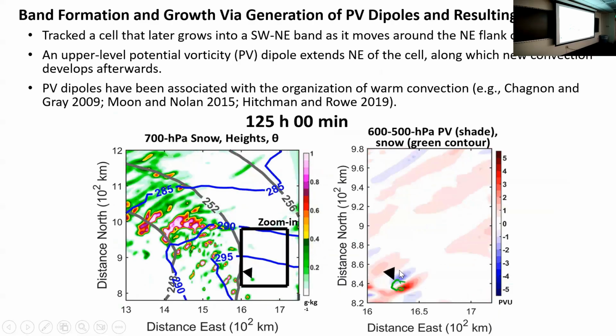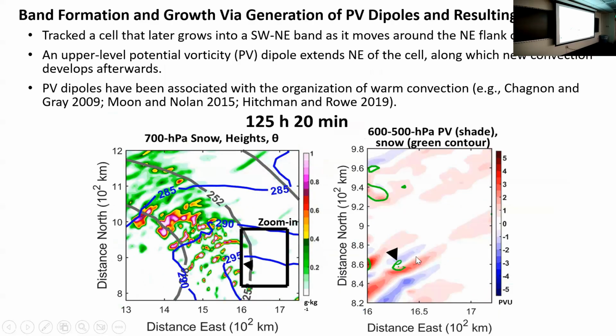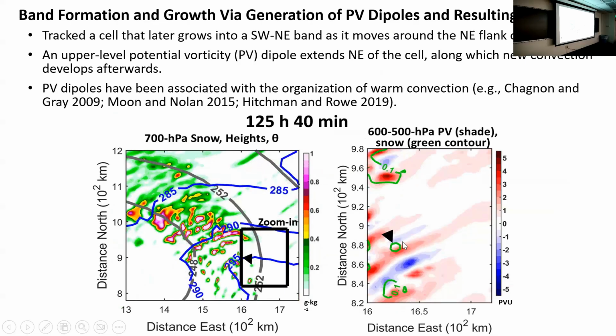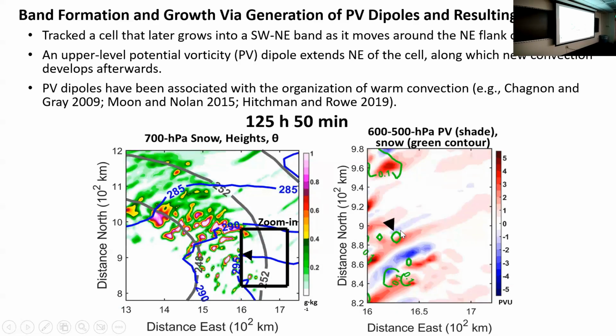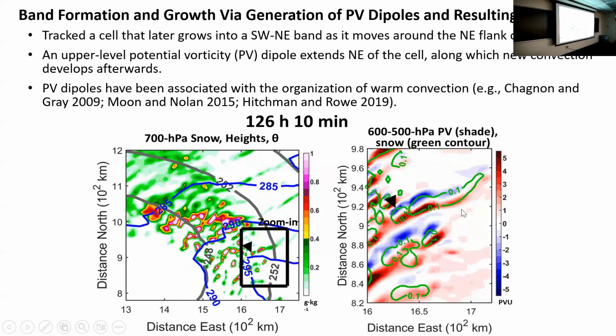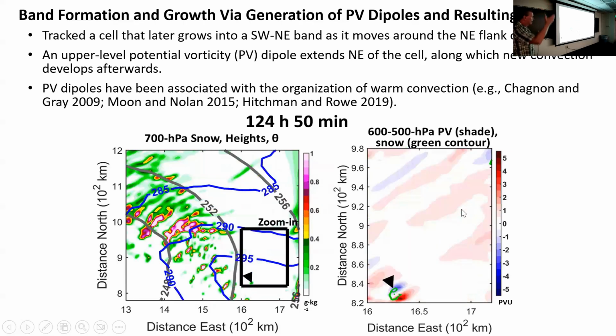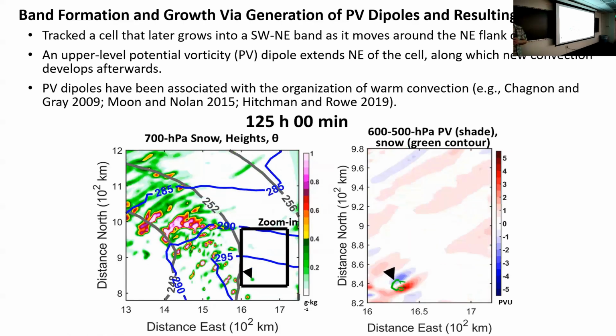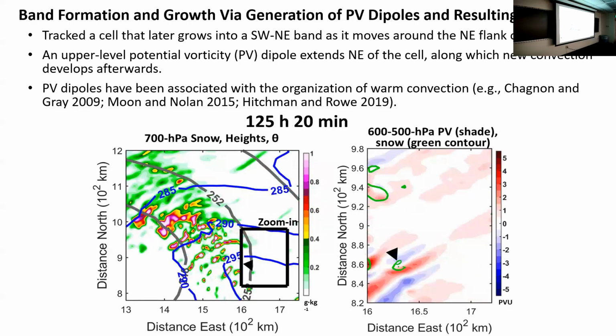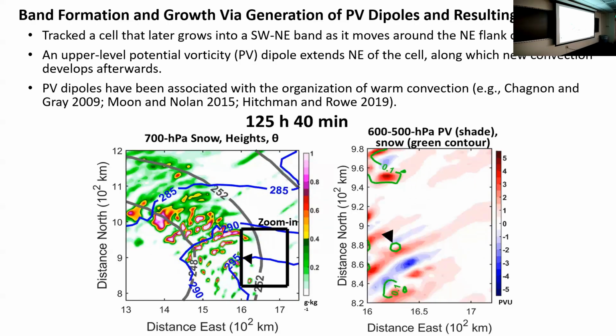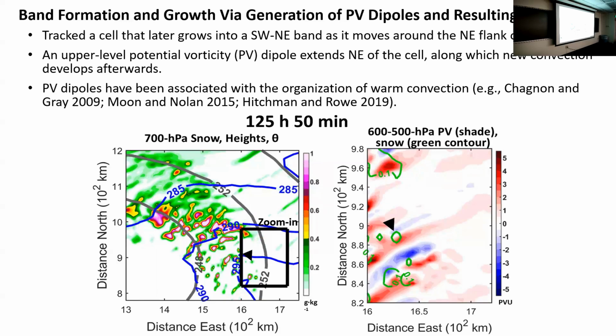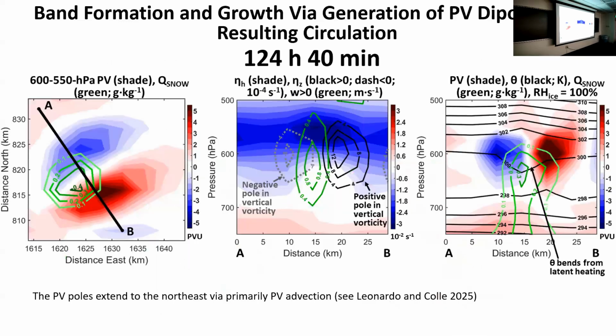It starts off as a cell, and I'm going to explain what a PV dipole is, but you can see this positive and negative PV dipole that exists, and then the band fires up along it and amplifies. Right. So it seems like the PV dipole is there first, and then eventually we get the band. So what are these features?